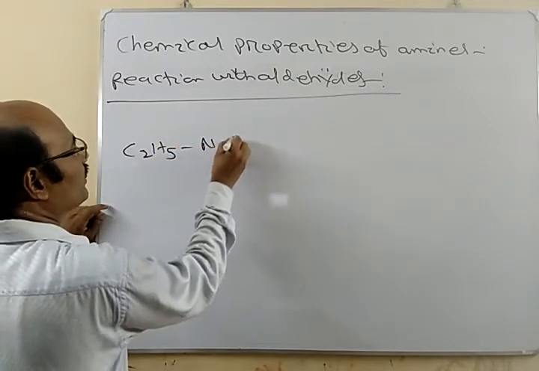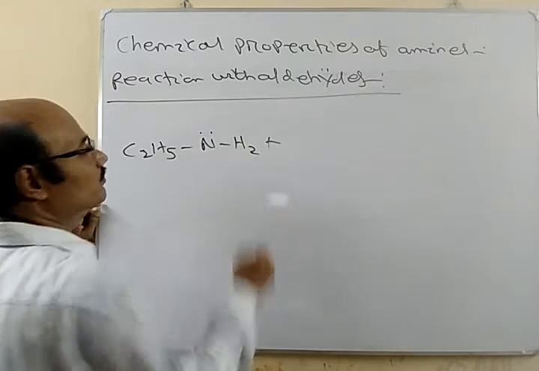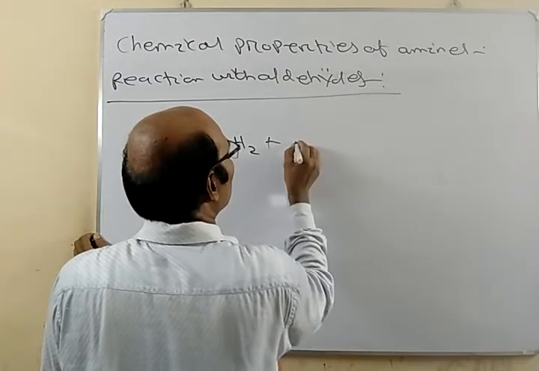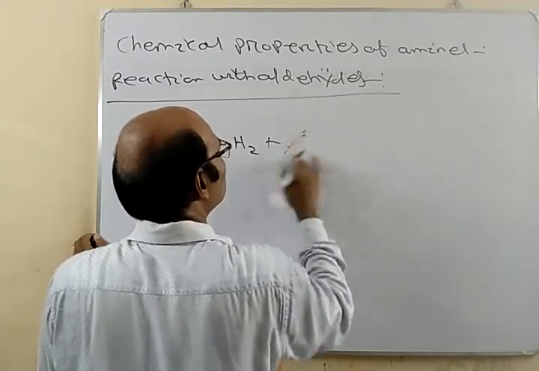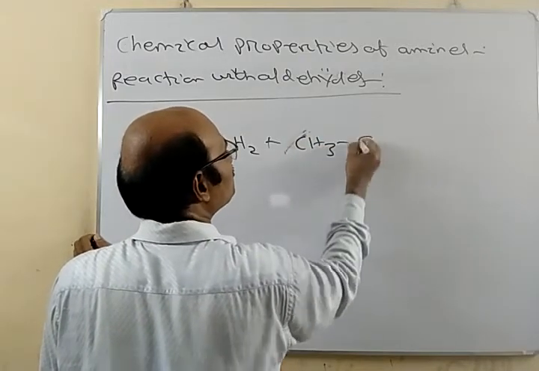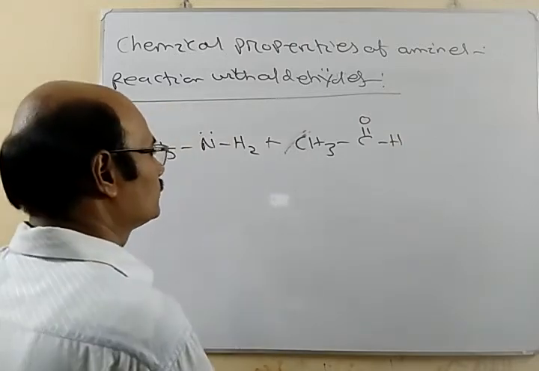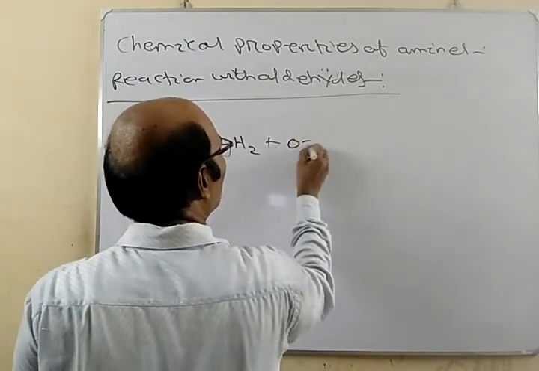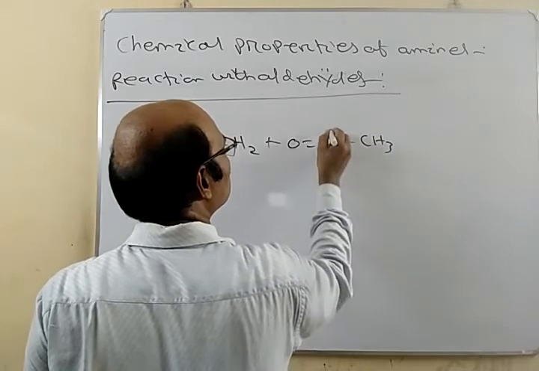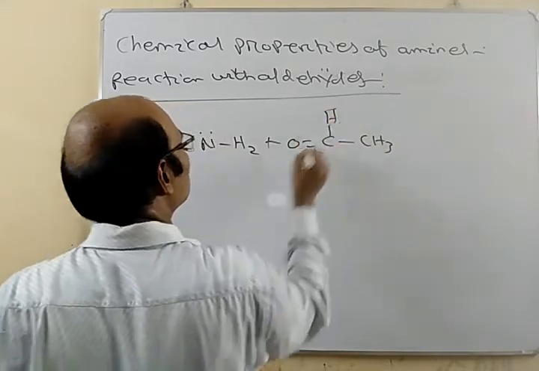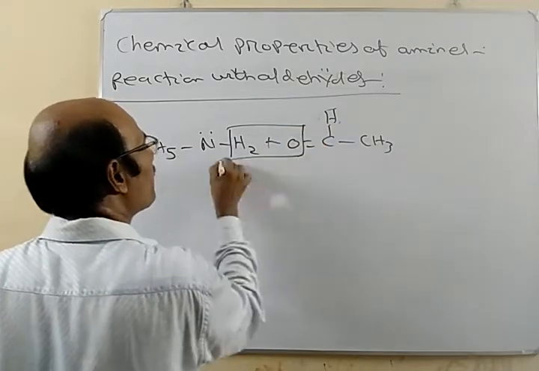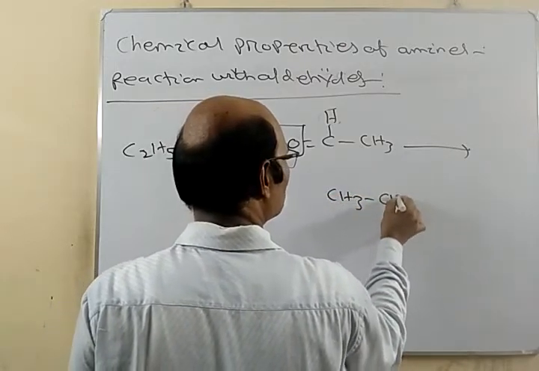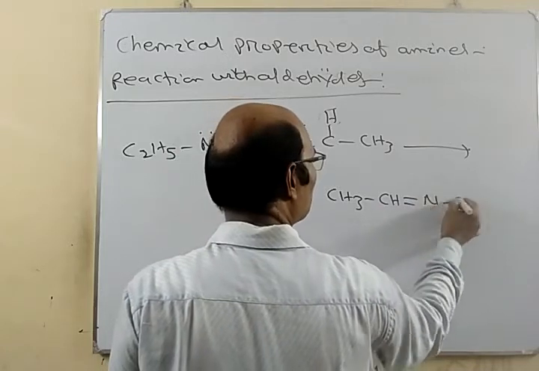C2H5NH2 plus, if I take CH3 C double bond O H. Okay, or I can write like this: O double bond C, CH3 C double bond O H. You get CH3 CH double bond N C2H5.